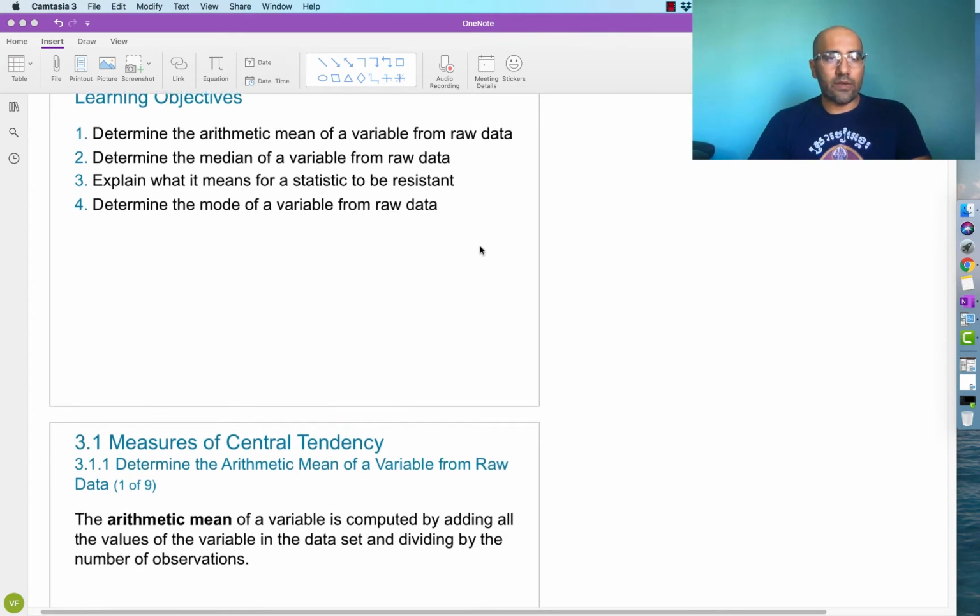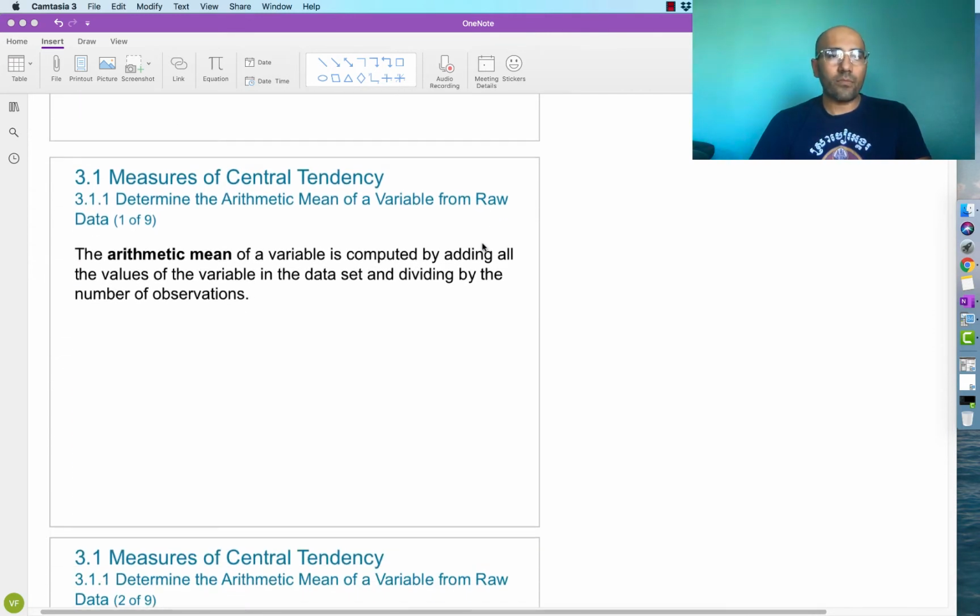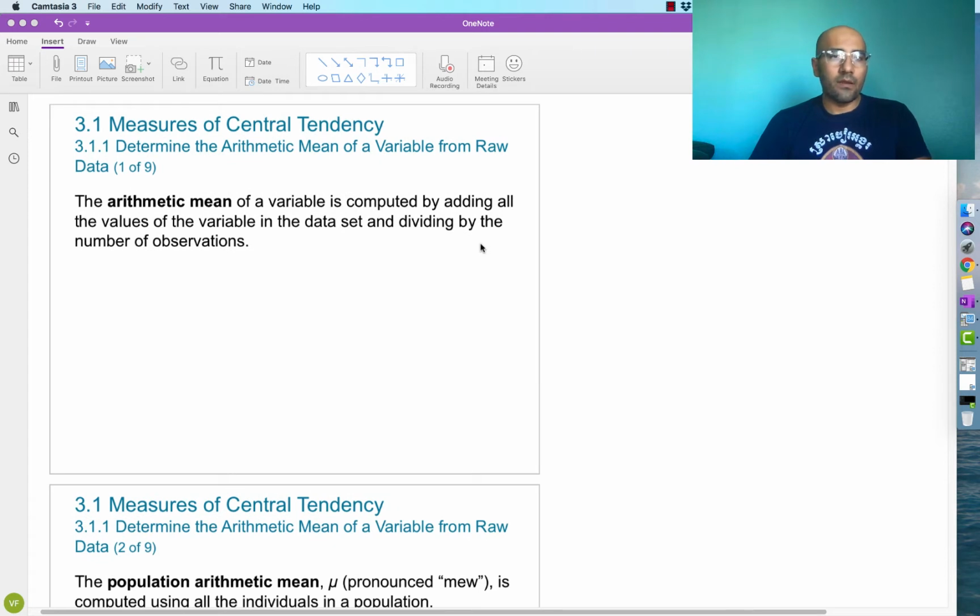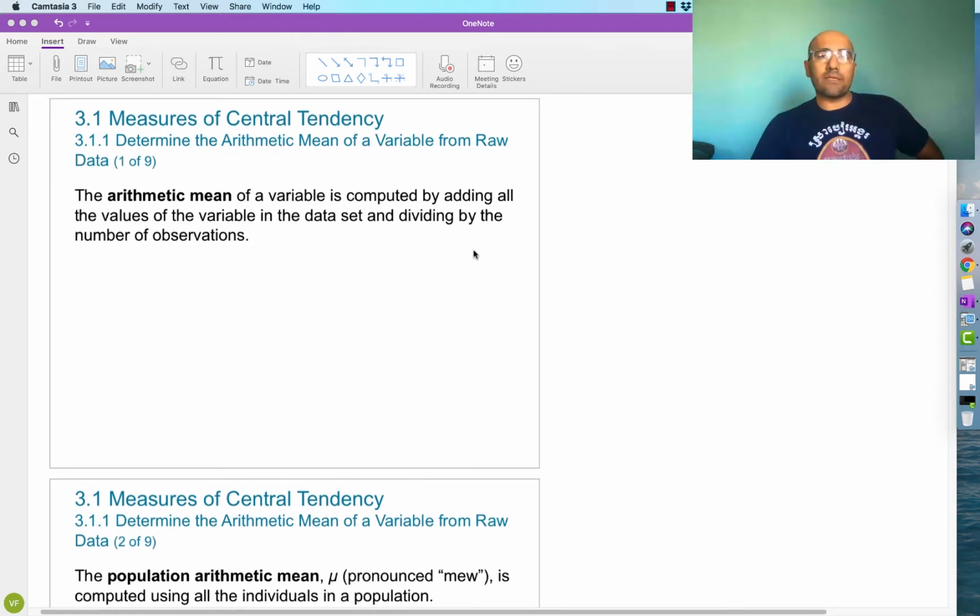Okay, so let's start with the mean. The arithmetic mean of a variable is computed by adding all the values of the variable in the data set and dividing by the number of observations. So the arithmetic mean is usually what we think of as the average.